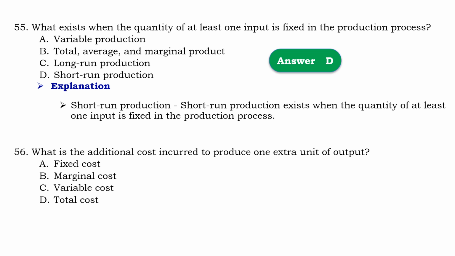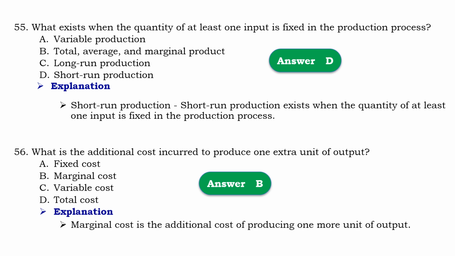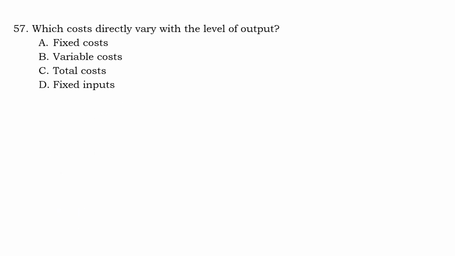So that should be B, marginal cost. Means that marginal cost is the additional cost of producing one more unit of output. Question number 57, which cost directly vary with the level of output?